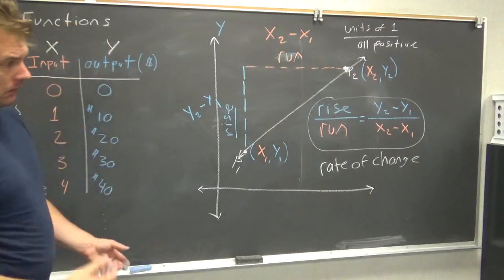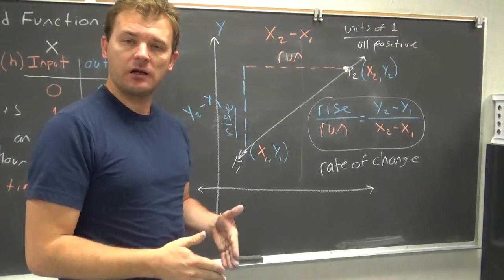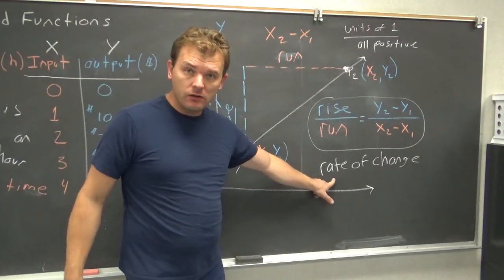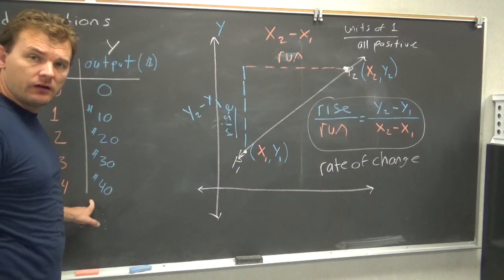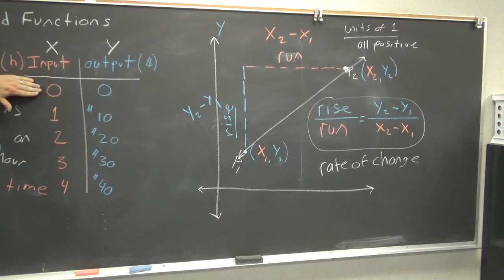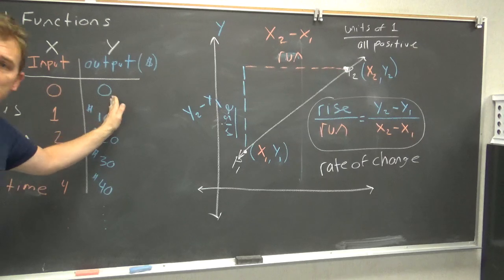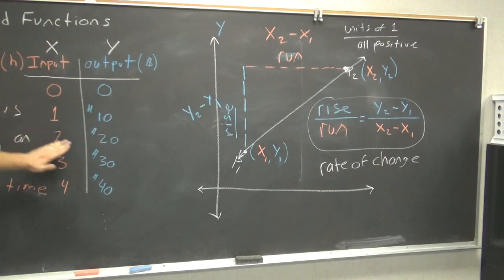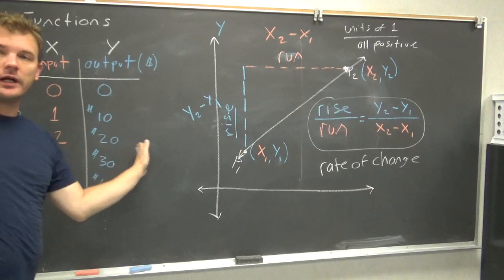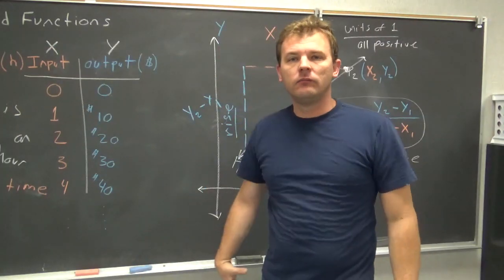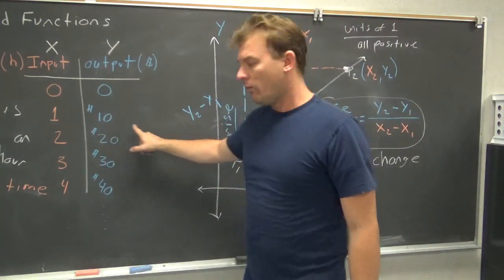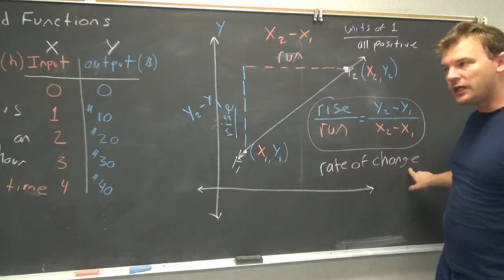Now, the rate of change is something that we did on this problem here. What is that? Well, let me ask you something. You worked 0 time, you got $0. You worked 1 hour, you got $10. You worked 2 hours, you get $20. What's going on there? For every hour, you get $10. Well, that's what we call the rate of change.